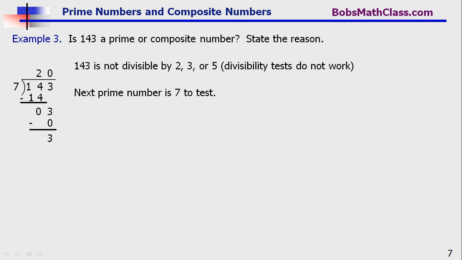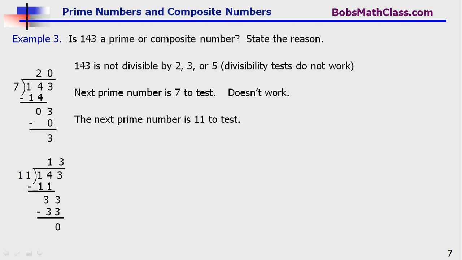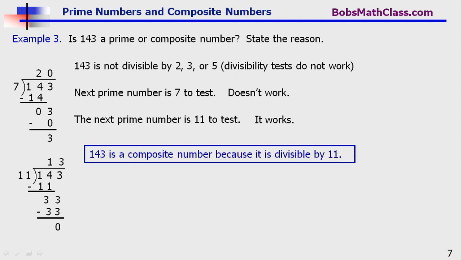What's the next number to try? What's the next prime number after 7? 11. So we're going to divide this by 11. Now 11 times 11 is 121, so it's okay to try. So divide by 11 into 143, and it actually works out. It's kind of tricky, but it's a composite number. So 143 is composite because it is divisible by 11. Takes time, but we got there.